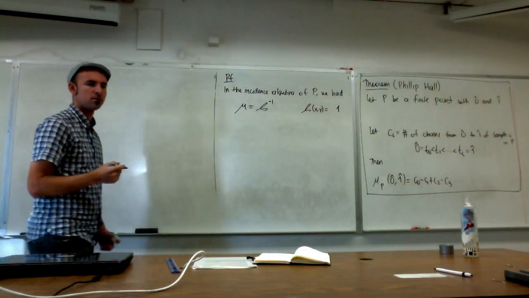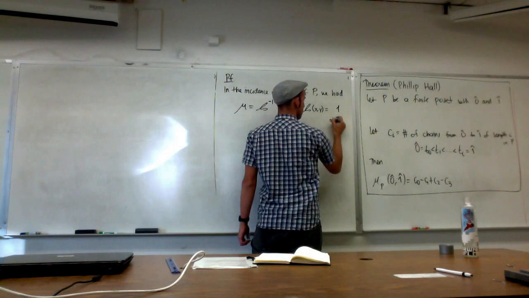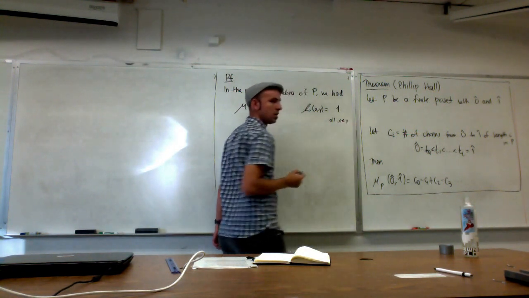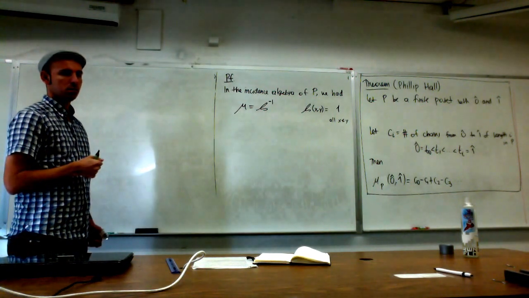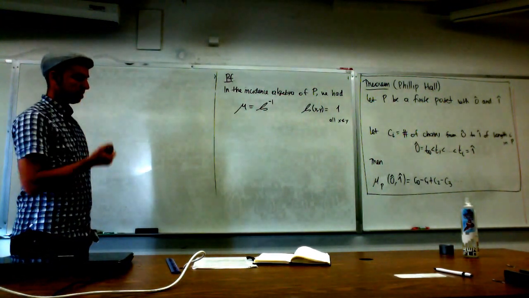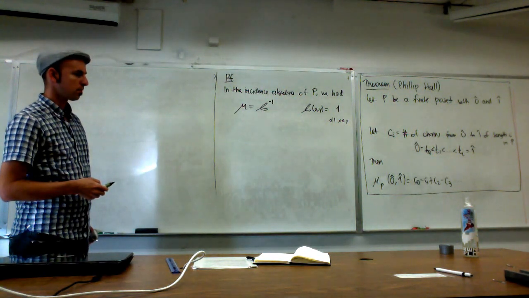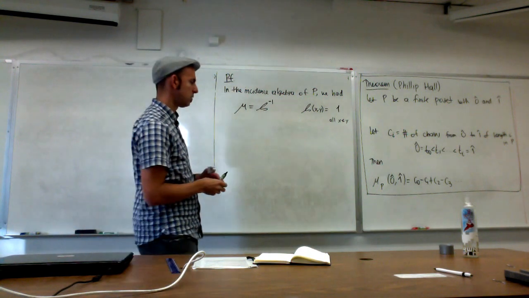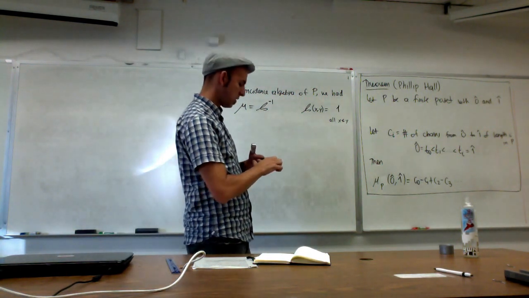I'm stuck on something that may be really silly. So if we have a finite poset with the bottommost and topmost element, how do I know that if I have a chain Cn that I also have a chain Cn minus 1, that I'm guaranteed that? I'm not sure that I understand your question.